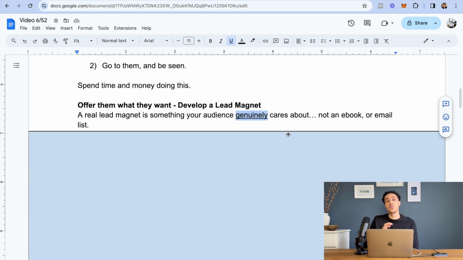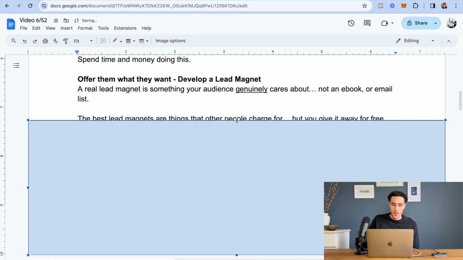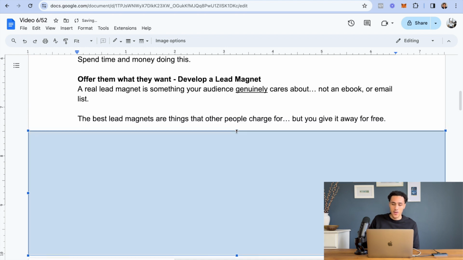If you give them what they want and you offer it for free, then they're going to give you their details, okay? Remember, we're trading their details. A lead is just someone's details, someone that would be interested in your product, okay? So, the best lead magnets are things that other people charge for but you give away for free. Very, very, very important to note.